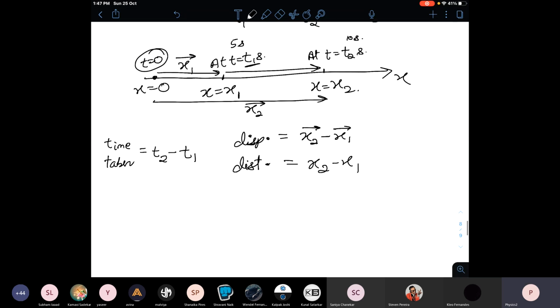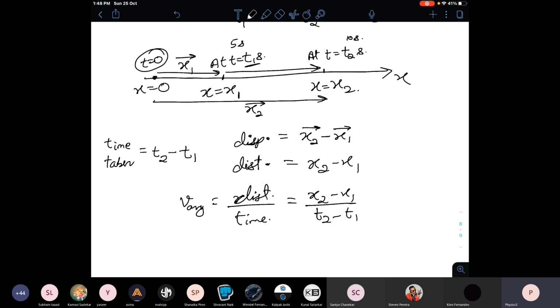And now if someone asks you what is the average speed, you will write distance upon time. So this will be x2 minus x1 upon t2 minus t1. So this is how we write average speed, average velocity.